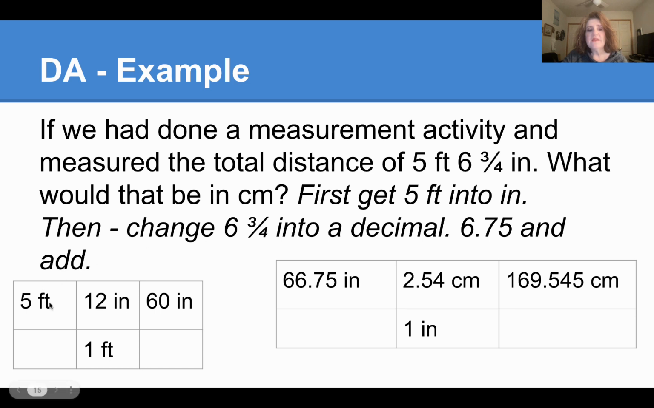So just like we canceled the feet, top to bottom, like a fraction, we're going to cancel the inches, and we're going to multiply 60.75 inches times 2.54 centimeters to get a total of 154.305 centimeters. These are the things you're doing in class today.